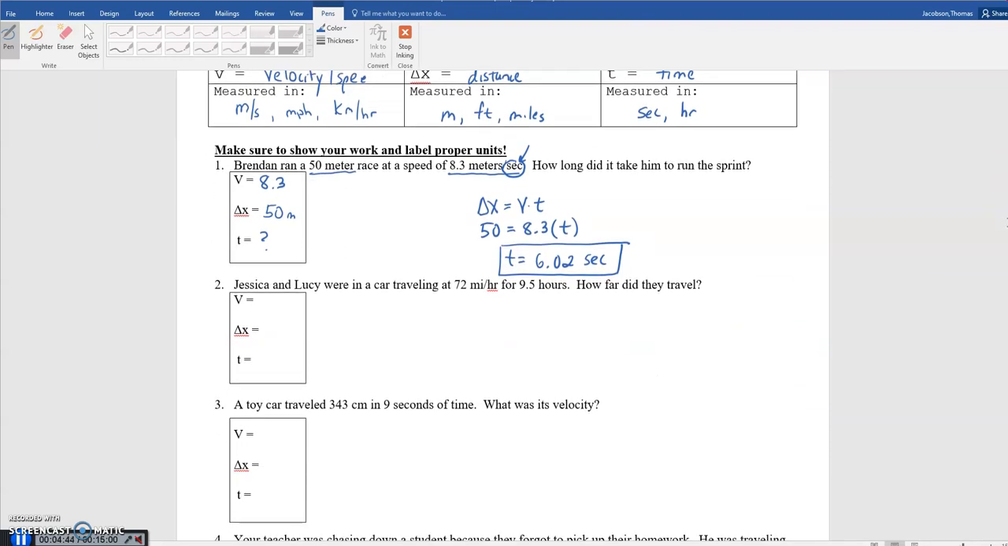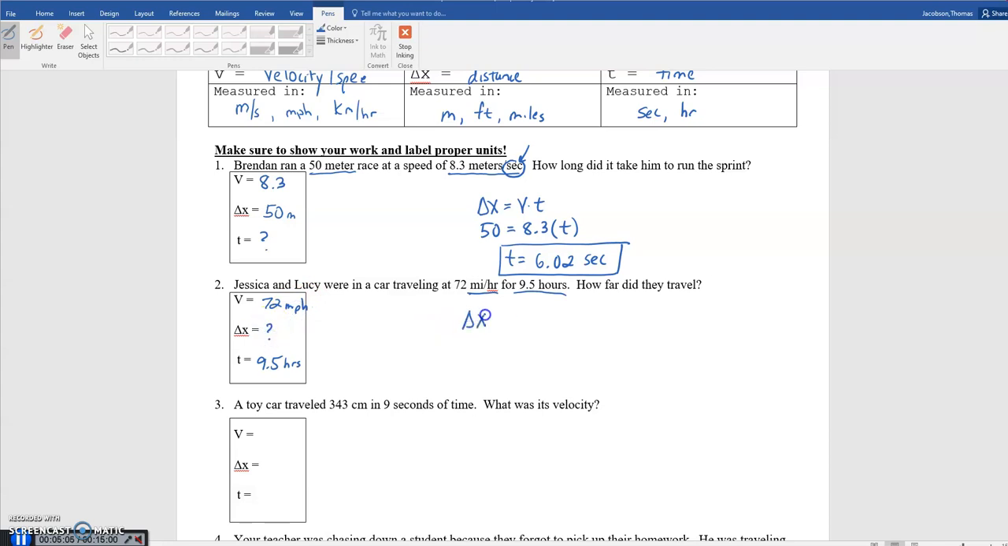Jessica and Lucy are traveling in a car at 72 miles per hour for 9.5 hours. How far did they travel? All right, so I see miles per hour. That is my speed, so 72. My time is 9.5 hours. And my distance, I do not know.